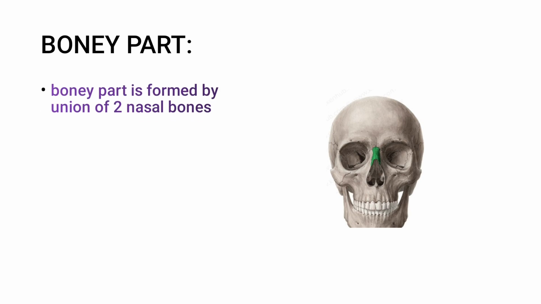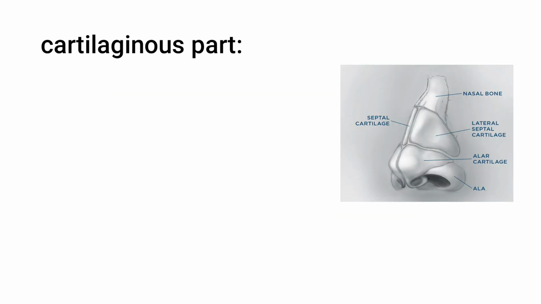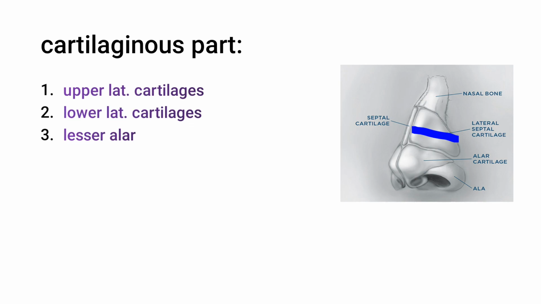Now you can see in this picture that the two nasal bones unite together to form the nasal part of the external nose. So the bony part is formed by the union of two nasal bones. Come to the cartilaginous part. As you can see in this picture, we have the lateral nasal septal cartilage and then the alar cartilage and septal cartilage. For your ease, we have divided the lateral cartilage into two compartments. This is the upper one and then we have the lower one. So the upper lateral cartilage, the lower lateral cartilage, the nasal alar cartilage and the septal cartilage.